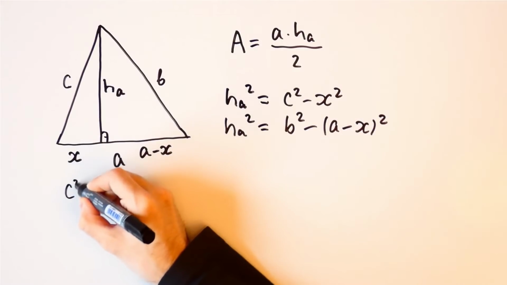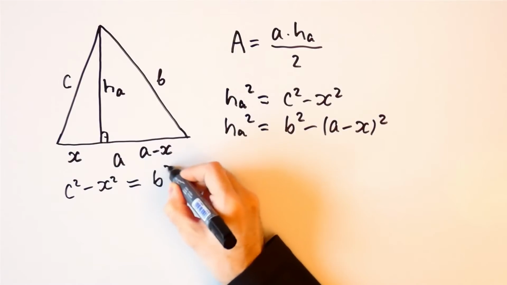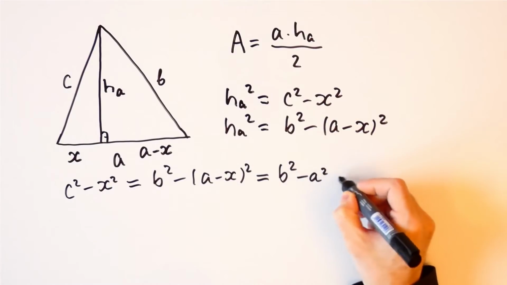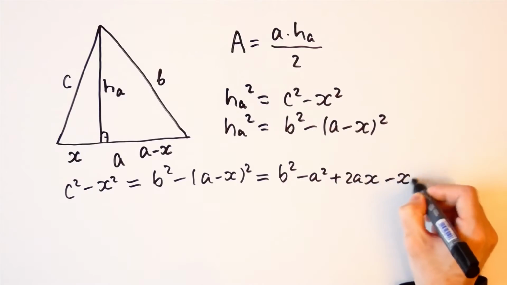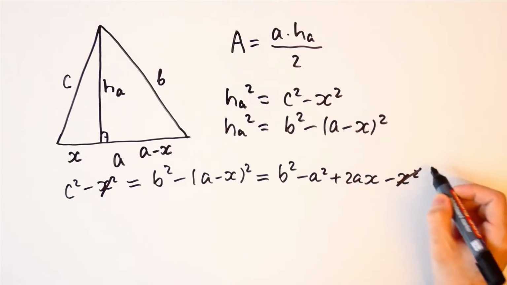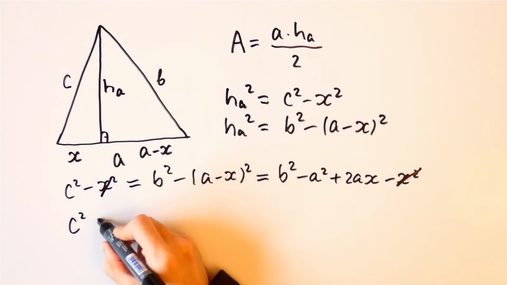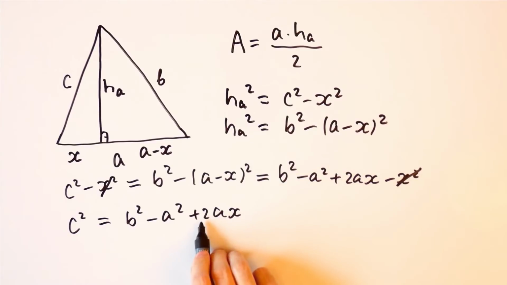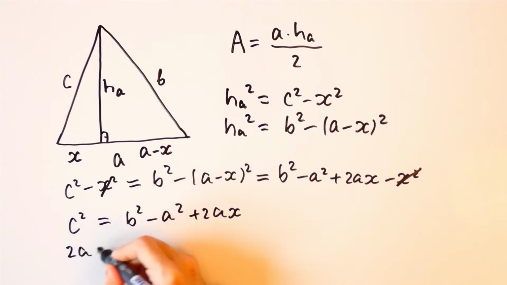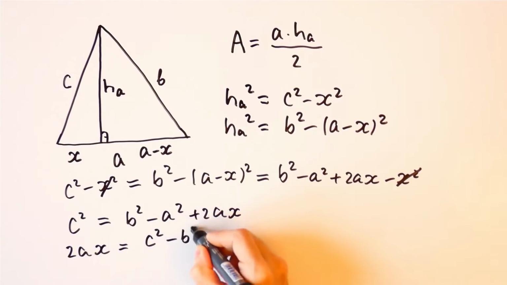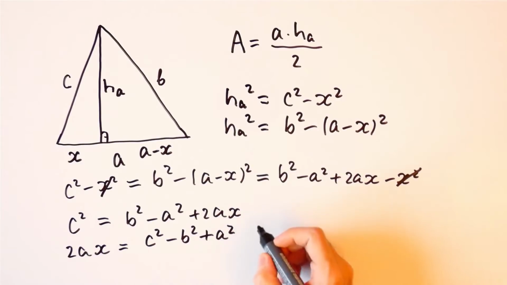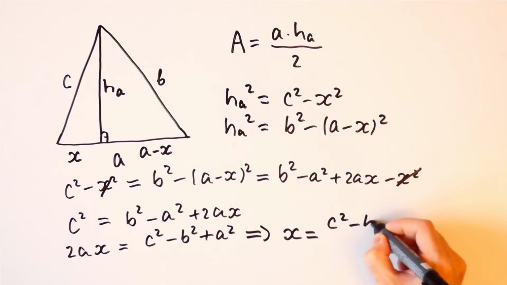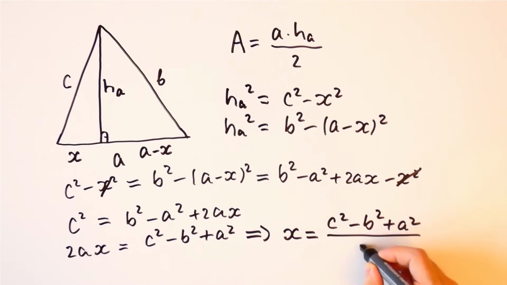But that means that c squared minus x squared is equal to b squared minus (a minus x) squared, which is equal to b squared minus a squared plus 2ax minus x squared. And here x squared and x squared cancel out, and we get that c squared is equal to b squared minus a squared plus 2ax, and that gives us that 2ax is equal to c squared minus b squared plus a squared. But that means that x is equal to (c squared minus b squared plus a squared) over 2a.